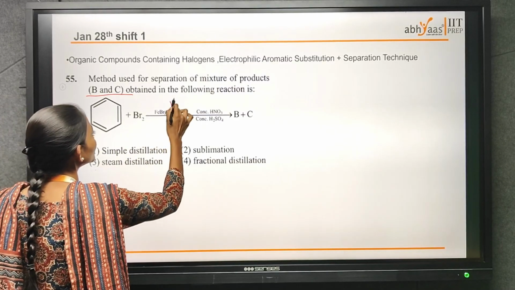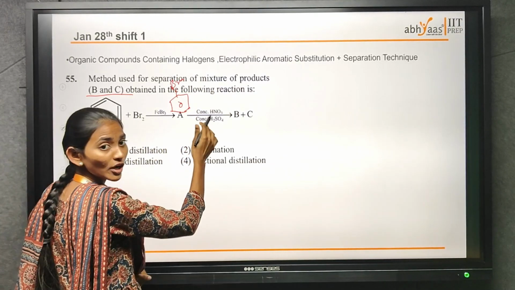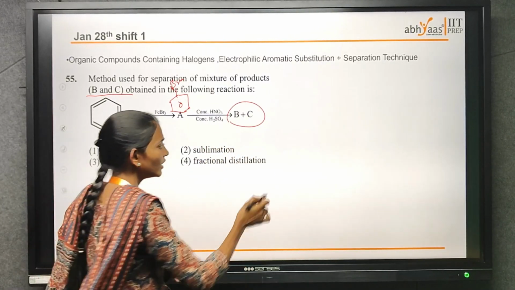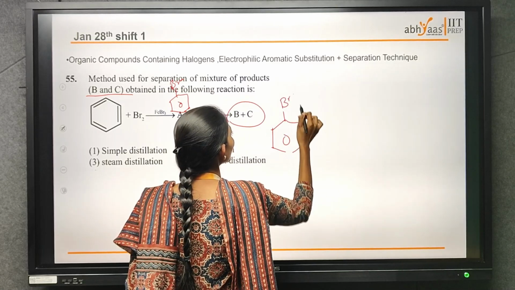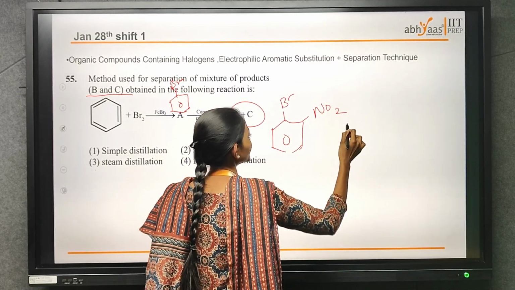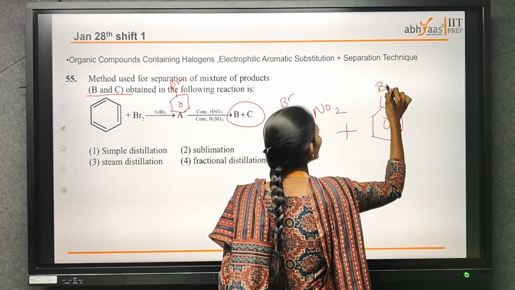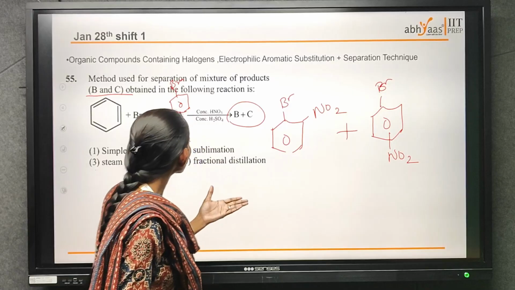What is happening? Bromine, you are getting that Br, right? Upon treating with concentrated HNO3 and H2SO4, you are getting 2 products, which are ortho and para. You can easily assume that at the ortho position you have Br and NO2, as well as at the para position, right? Br and NO2. So these can be separated by which method?